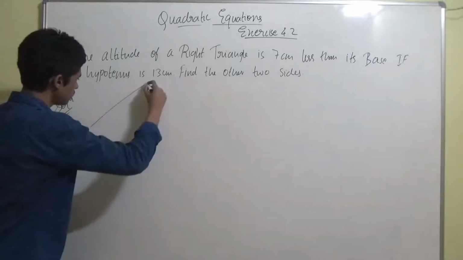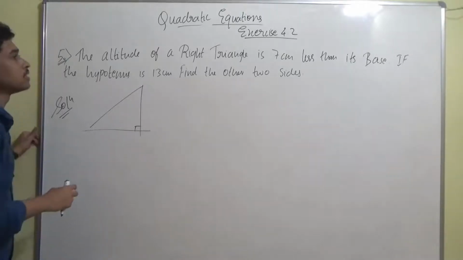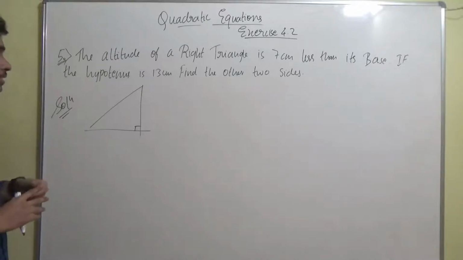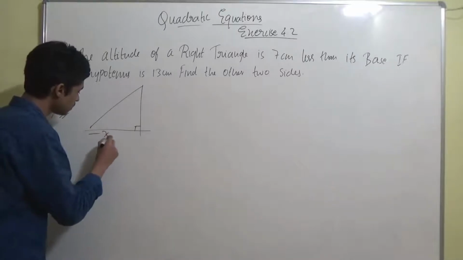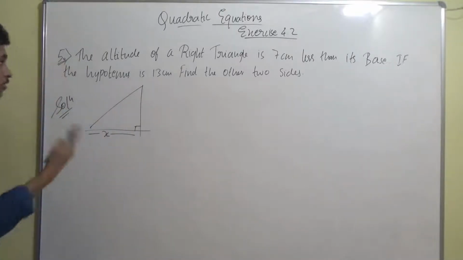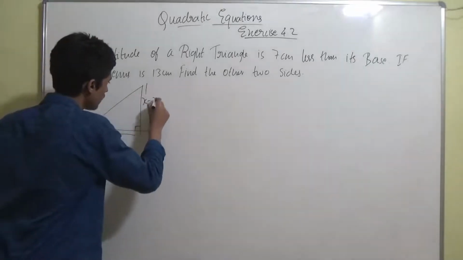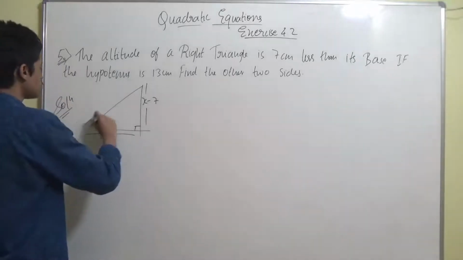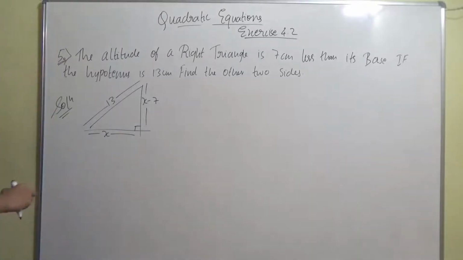So, a right angled triangle whose height is 7 less than its base. Okay, so first assumption is that we will assume its base. So let its base be equal to x centimeter. The height is x minus 7 centimeter. Getting it? And then they have given the hypotenuse to be equal to 13 centimeter. Done guys. Now we have to find the base and the height.